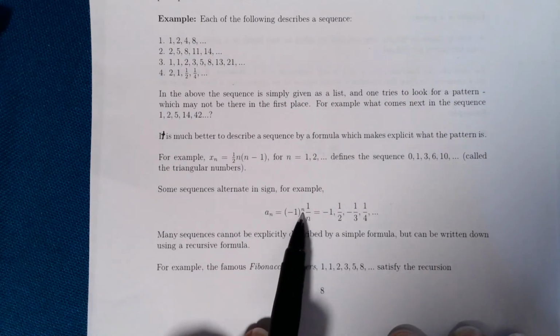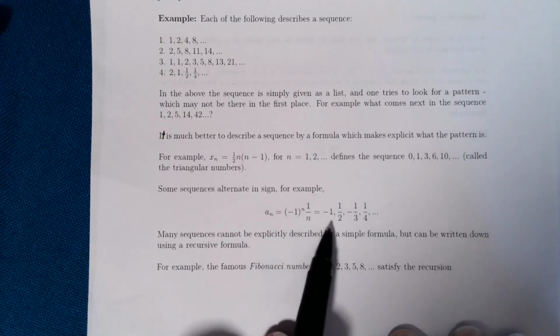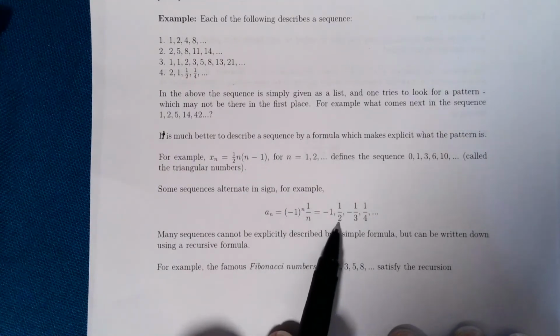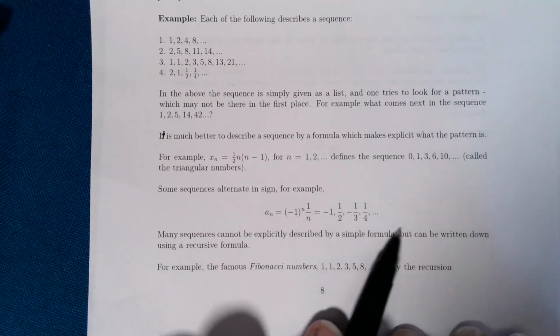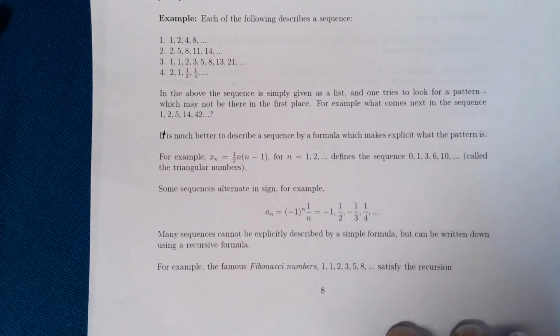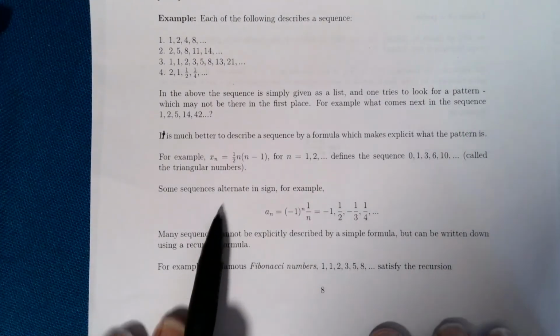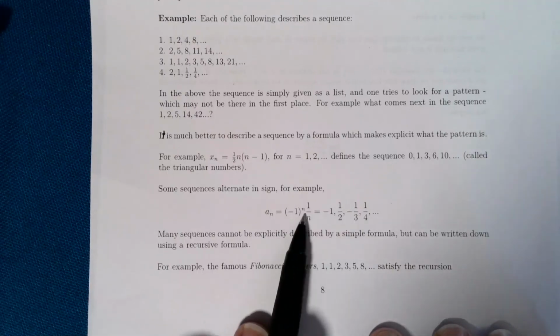So if I put n as 1 in, then I'm going to get minus 1 times 1 over 1, that's minus 1. You put n as 2 in, n is even, so that's positive, I just get a half. You put n as 3, you get minus a third, plus a quarter, and so on. And we'll see lots of these alternating sequences, and they typically have this factor minus 1 to the n or minus 1 to the n plus 1 in them.